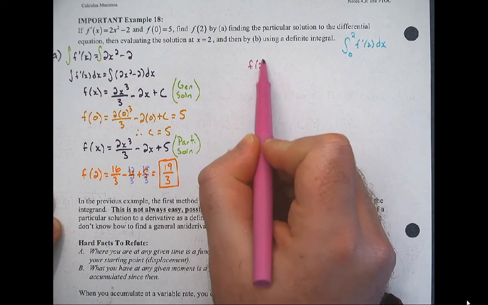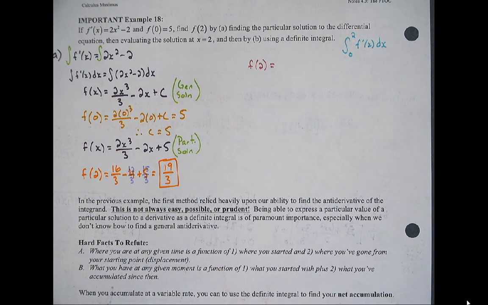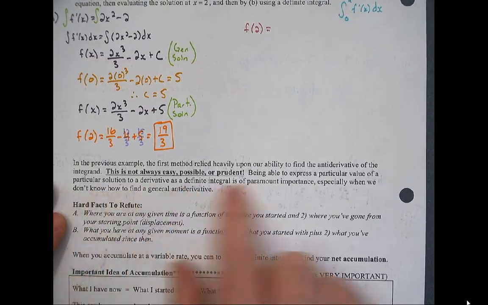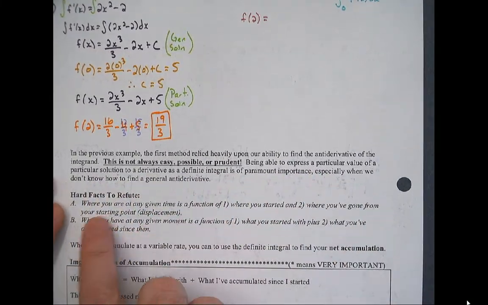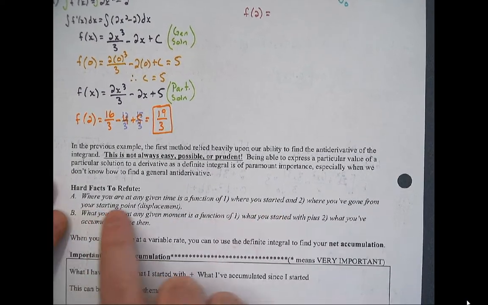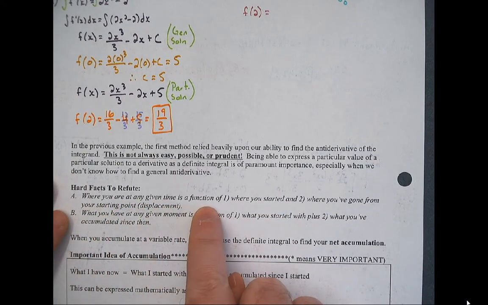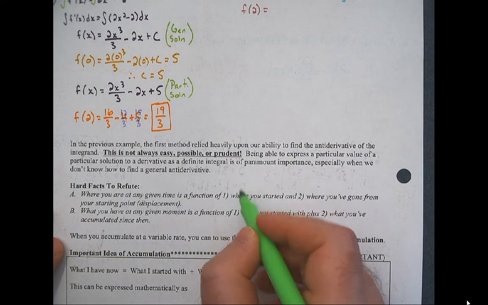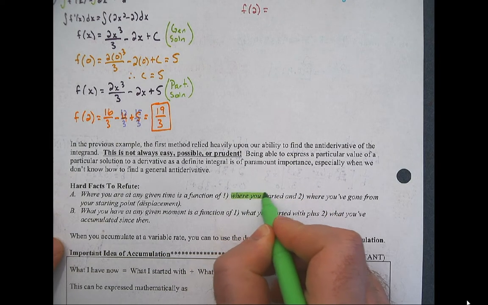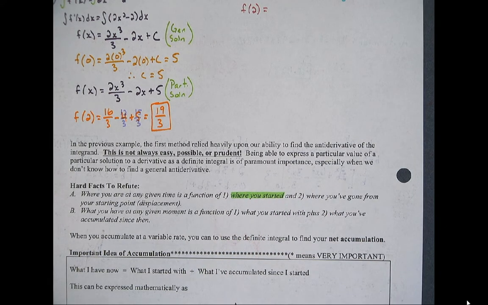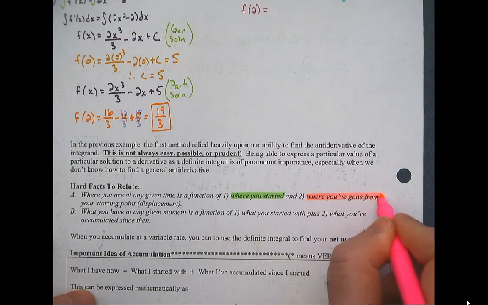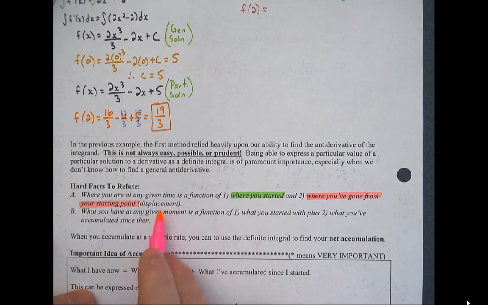f of 2 equals, and I'm going to actually go down into these notes and then come back up here. Okay, this is where we really want to take a look. For a given function, no matter what, you can find out where you are based on where you started and then where you've gone from there, otherwise known as your displacement.